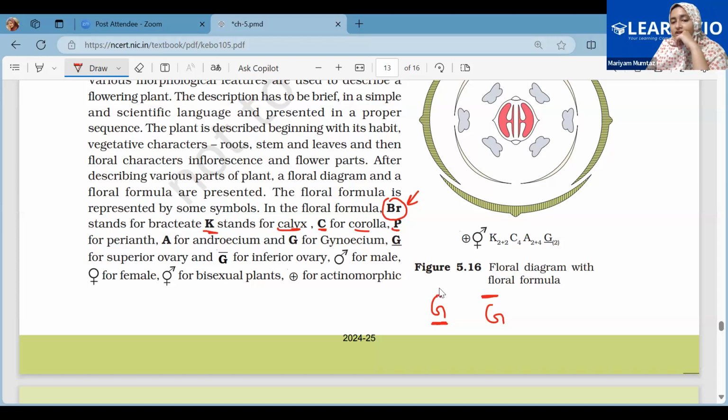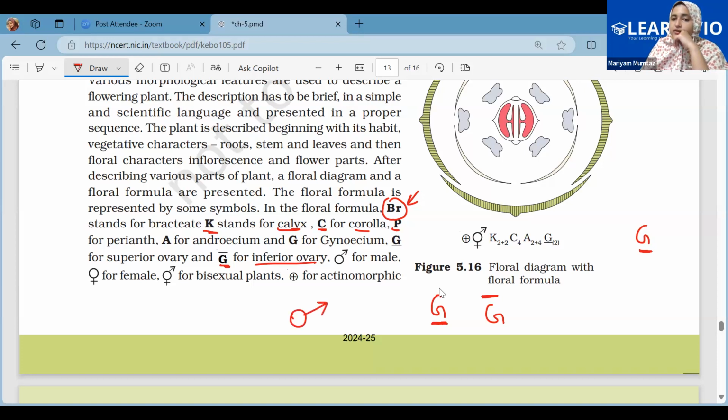So the trick I used to remember it with: if the G is present above, I used to say, you people understand the meaning of janta, public, right? I used to say janta sabse upar, janta ke upar G, so that is superior gynoecium. But you don't have to use it. You can use whatever you want to. I'm just saying what I used to use. So that is gynoecium for superior ovary. And when it is under the dash or under the bar, then that is inferior ovary.